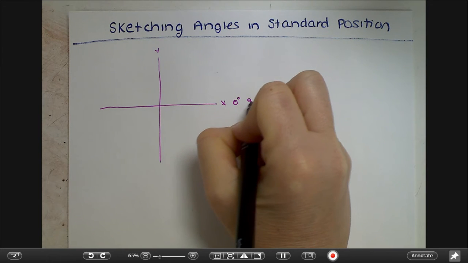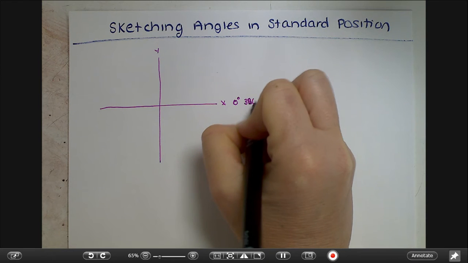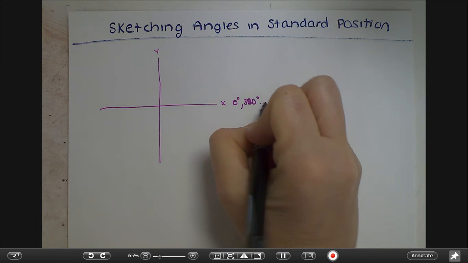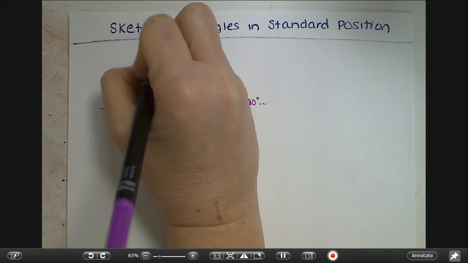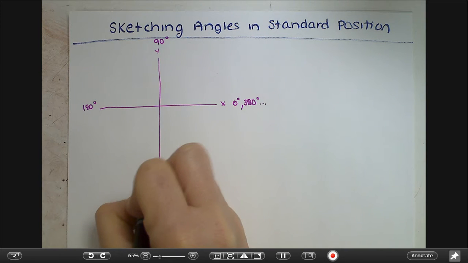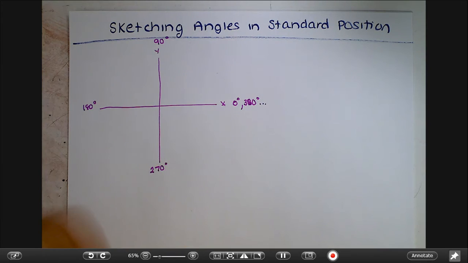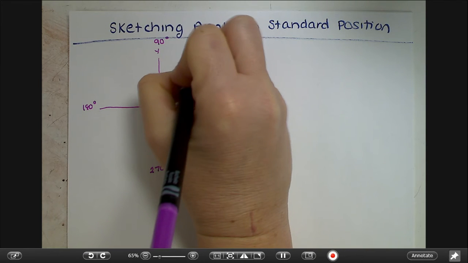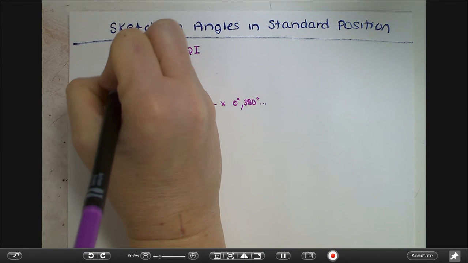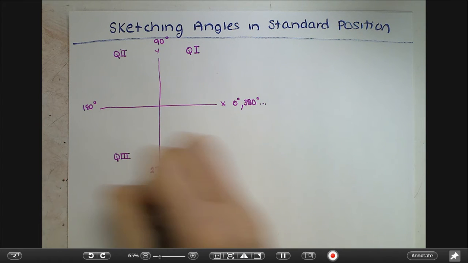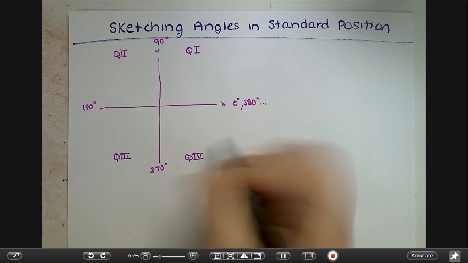We have 0 and 360 in the same place, and that would also be 720 and all of those, so multiples. We have 90, 180, and 270, and on and on and on. Other things to remember, the names of the quadrants: quadrant 1, quadrant 2, quadrant 3, and quadrant 4.